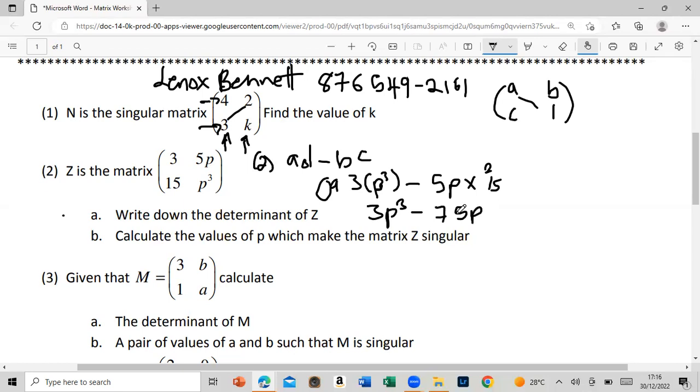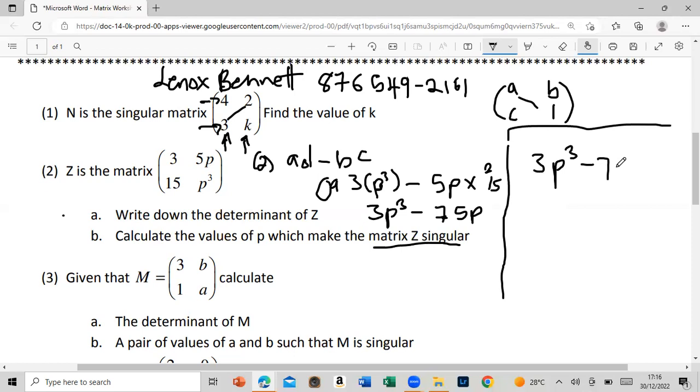All right. So we can say this is the determinant. It says now for B, calculate the values of P for which the matrix Z is singular. So if it's a singular matrix, the determinant is equal to 0. Since we calculated the determinant already, it would be 3P³ minus 75P. But because it's singular, it must equal 0. So let's just make it equal to 0.